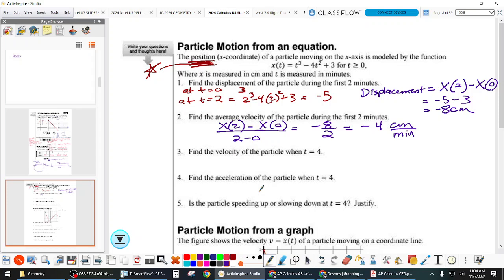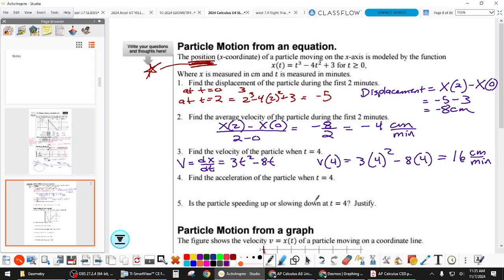Velocity at a moment in time. Yes. Now we do need a derivative. So velocity is dx/dt. What is that derivative? 3t squared minus 8t. And plug in 4. So let's do v of 4. So what is that? 48 minus 32 is 16 centimeters per minute. Okay.